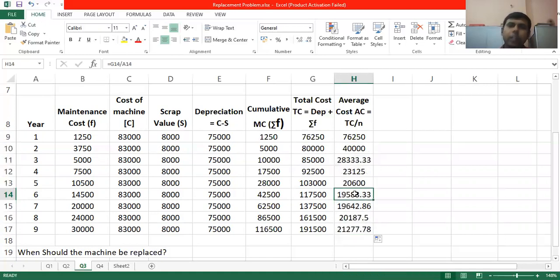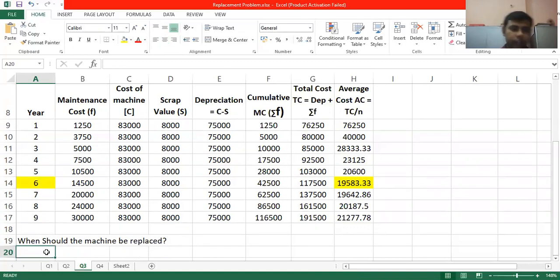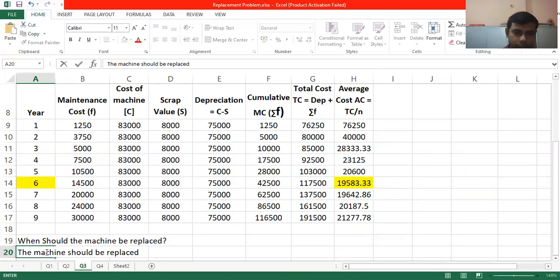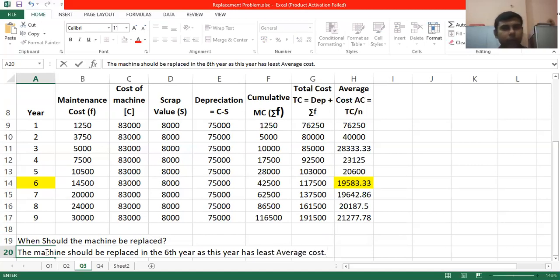Average cost, see, 19,583.33 is the least average cost, right? So I just highlight it, and the year corresponding to this is 6th. So I highlighted this. That means the machine should be replaced in the 6th year as this year has least average cost, right?